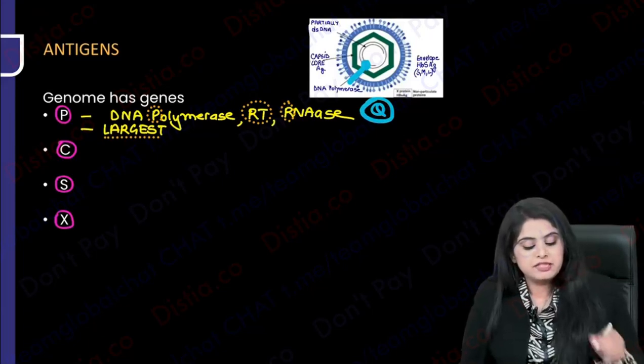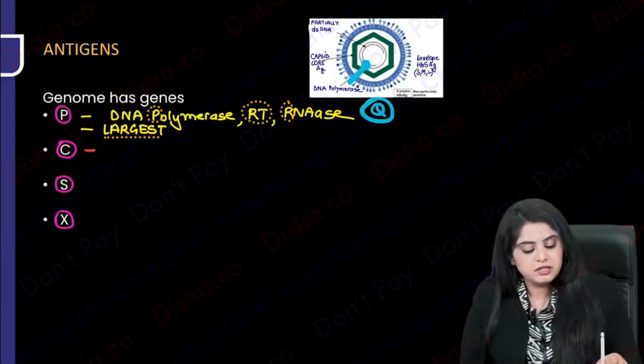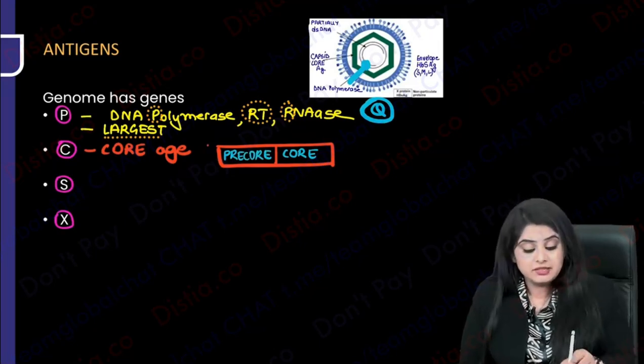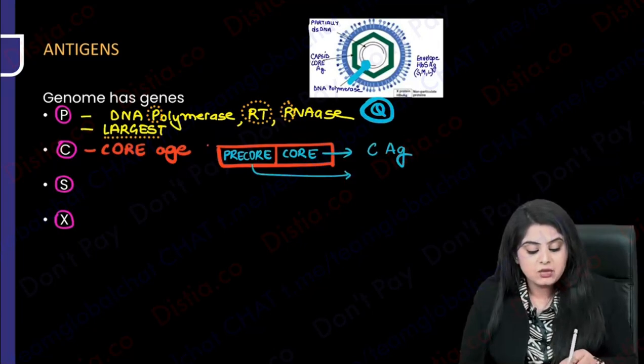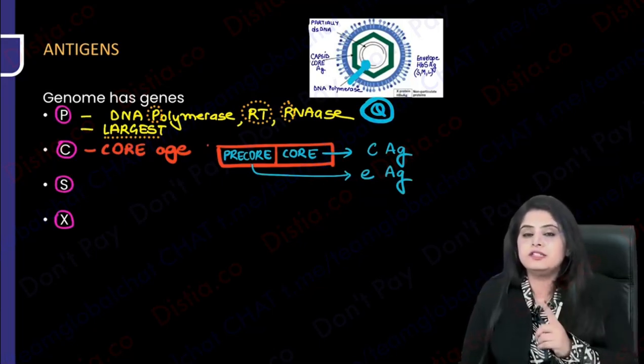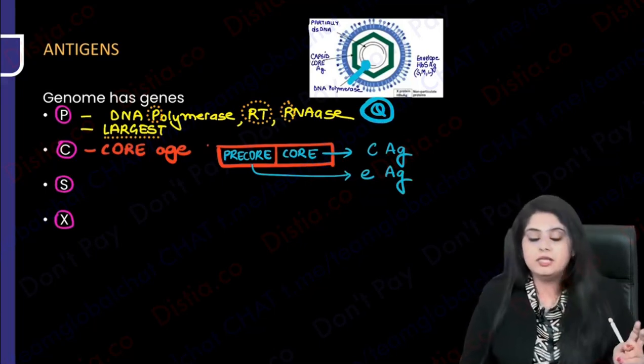Now coming to C. C is what? C is said to be the core gene. If you actually look at the structure of this core gene, you will realize not only does it have a core area, it also has a pre-core area. That means the core area is going to code for the C antigen and the pre-core area is going to code for the E antigen. There are 2 antigens coming out of it. The core area is going to be the C and the pre-core area is going to be E.